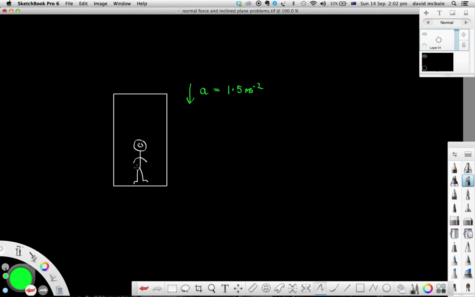The weight force for this person will be the same as in the previous problem. So the weight force will be acting down and it equals 700 newtons. And we'll keep the same direction as we did before. So we'll say that up is still positive and down is negative. And there will be a normal force, which is acting in the upward direction.